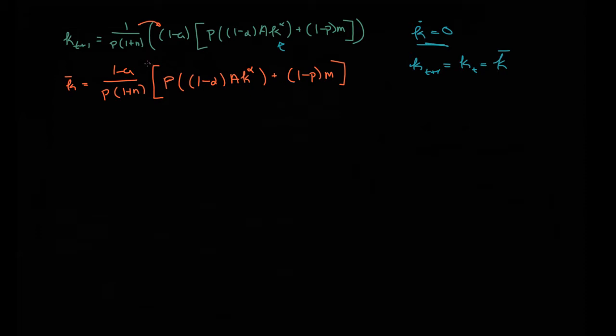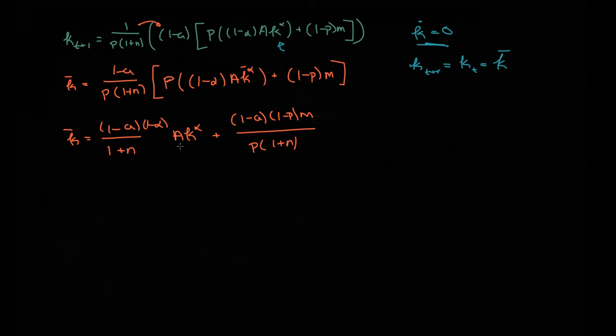Okay, let's distribute this thing across. Let's distribute this first. So k bar, whoops, this is k bar as well, so we can combine these now. K bar is going to be equal to, here we're going to have the p and the p cancel, so the first one will be 1 minus a over 1 plus n, and then we'll add to that on top the 1 minus alpha, and then that'll be times a k alpha, and then plus 1 minus a, 1 minus p, m, divided by p 1 plus n.